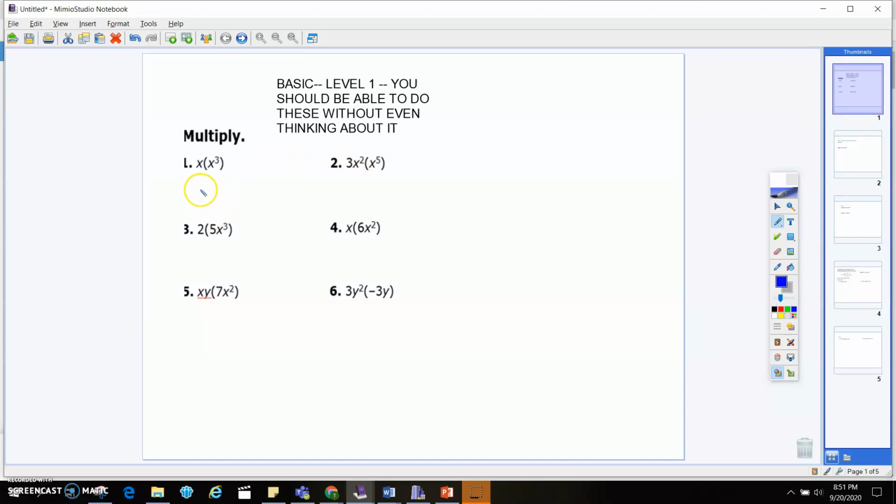All right, so on number 1, remember you're going to multiply the coefficient, which is going to just be 1. And we're going to add the exponents, which is going to be x to the 4th. So this is going to be x to the 4th power. Okay. On 2, remember we're going to multiply those coefficients. So 3 times 1, which is going to give us 3. And then we're going to add the exponents for our variables, which is going to be 7.